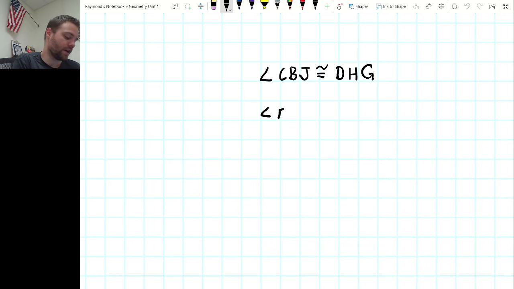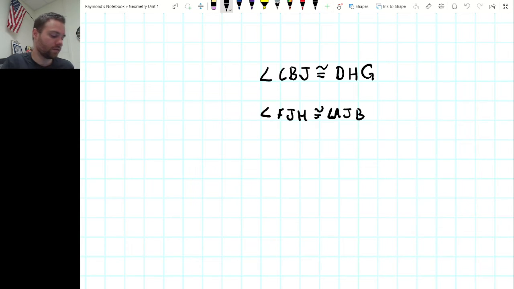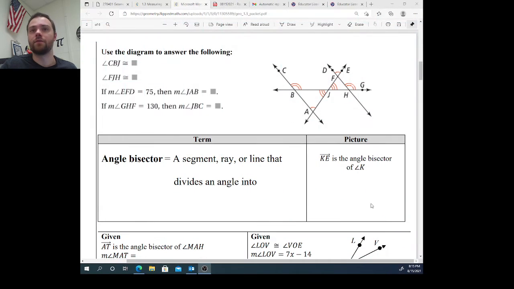Angle FJH is congruent to angle AJB. So that little angle symbol at the start just means angle. So AJB. And you can kind of see that with some of these.